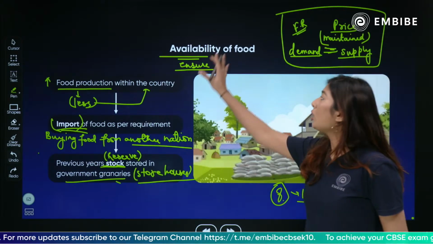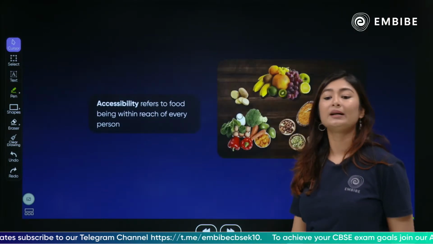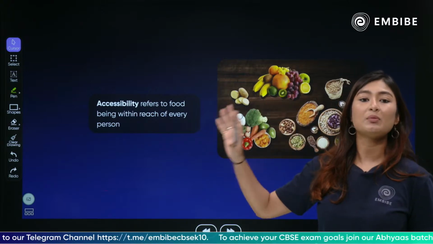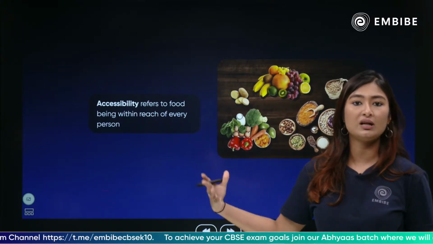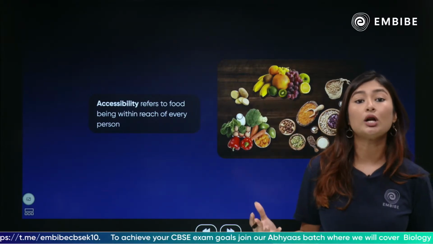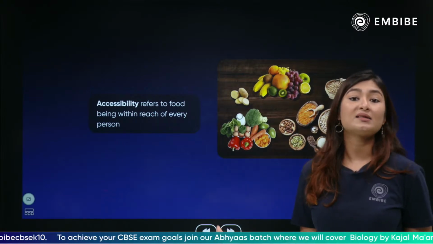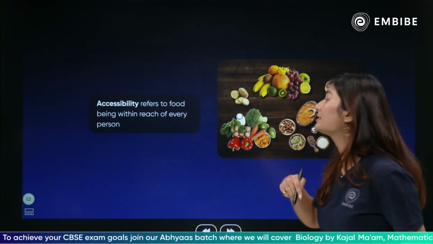ठीक है, तो availability of food हम देख रहे हैं, government कैसे ensure कर रही है. They are also storing some grains which is extra produced every year, so that whenever there is a shortage, whenever the amount required is not being produced, they can use it from the stock.